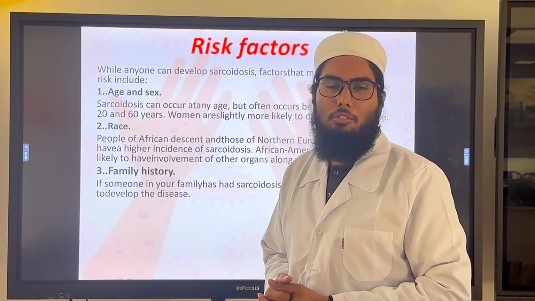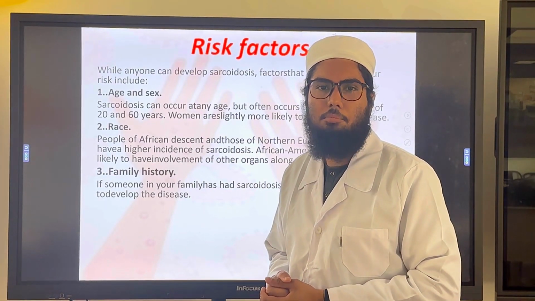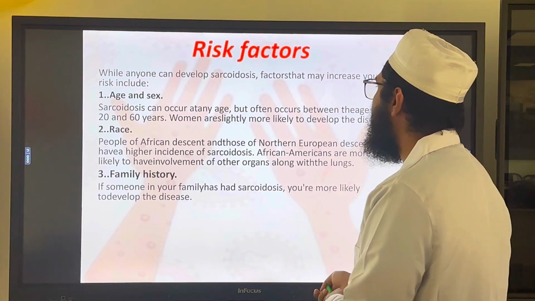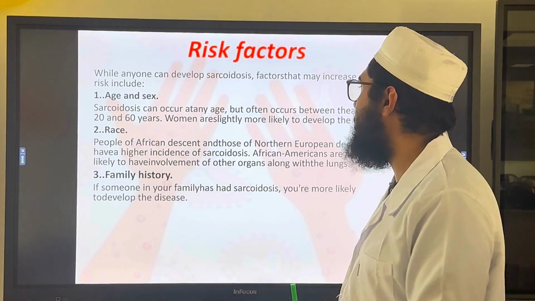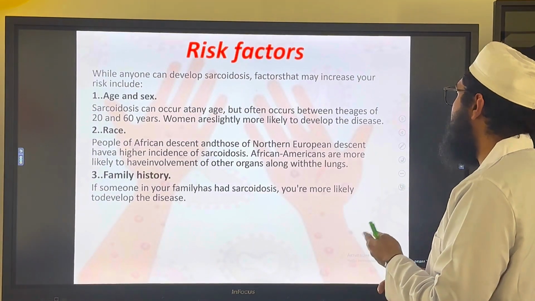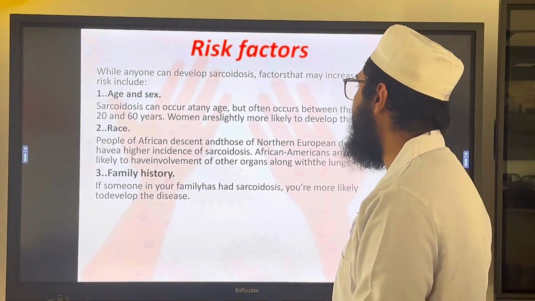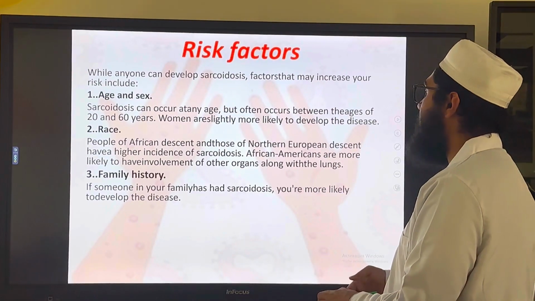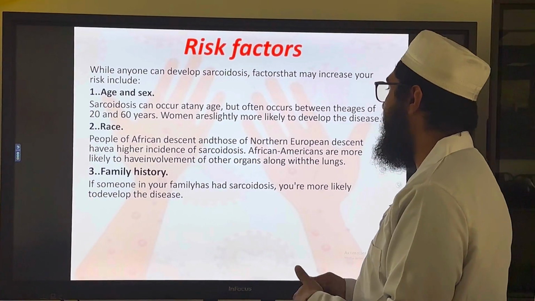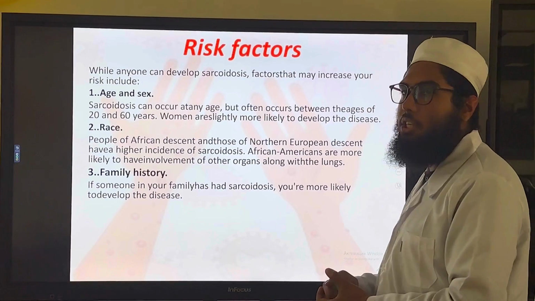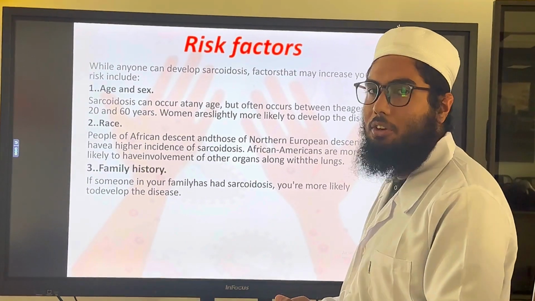While anyone can develop sarcoidosis, there are some risk factors: age and sex, family history, and race. We'll start with age and sex. Sarcoidosis can occur at any age, but often between the ages of 20 to 60. Women are more likely to develop this disease. In race, African Americans are more involved. People of African descent and those of Northern European descent have a higher incidence of sarcoidosis. In family history, if someone in your family has sarcoidosis, you are more likely to develop this disease.